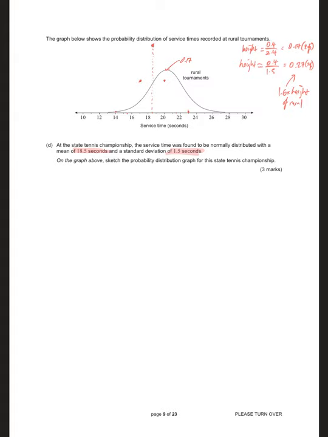So here's your concave section. And it's not symmetrical. Try my best on this glass screen. And then the convex section. Okay, so that's that graph done. Next page.